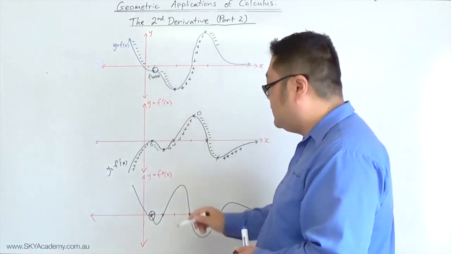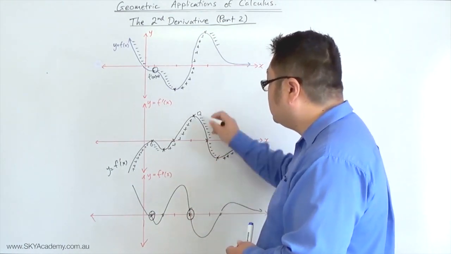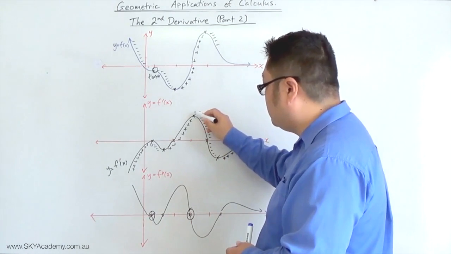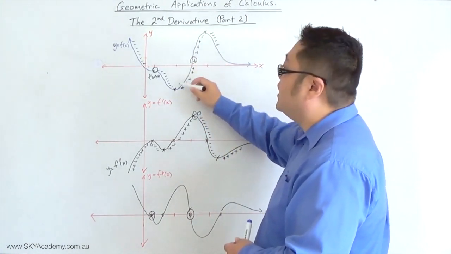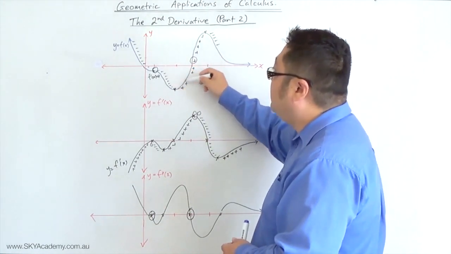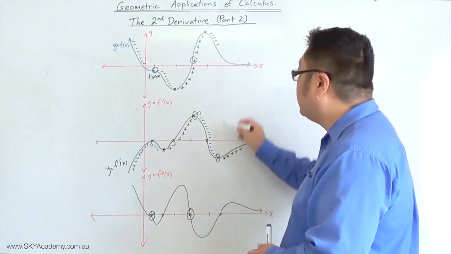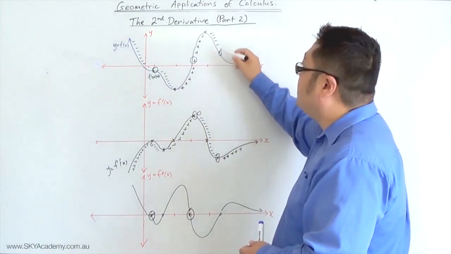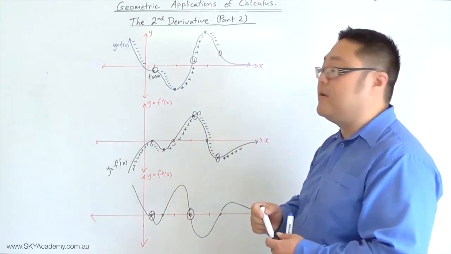Alright? There's also a change around here, which corresponds to this point here, which is roughly around here. There's a change in concavity. See how you're changing from concave up to concave down? And there is also another change in concavity roughly there as you're going from concave down through to concave up again. Okay?